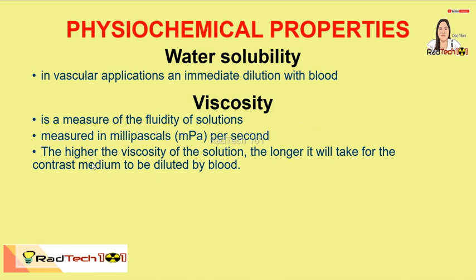So the higher the viscosity, meaning it is more resistant to flow, the longer it will take for the contrast to be diluted by blood. It is not easily diluted by blood. Therefore, we can have more time to evaluate that structure. Because if it is more easily diluted by blood, it will disappear, so we need to hurry the examination to see the structures right away. If the contrast is gone, we will not see anything, or the detail of our structures will be poor.